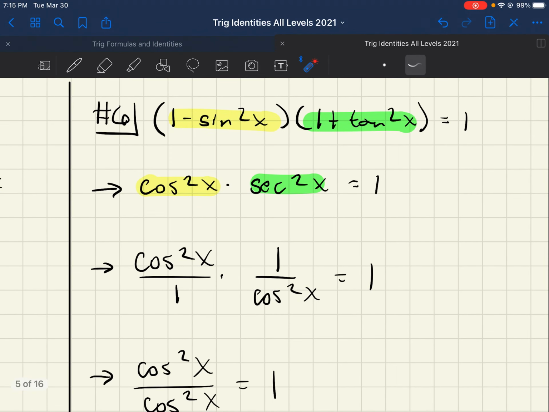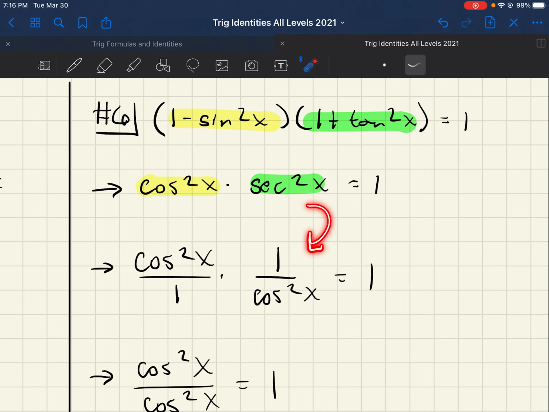All right, problem 6, we want to verify that 1 minus sine squared of x times 1 plus tangent squared of x equals 1. These are both Pythagorean identities. 1 minus sine squared is cosine squared. 1 plus tangent squared is secant squared. At this point, I went ahead and decomposed them into sines and cosines. So cosine squared, you can leave it alone. You can put it over 1 if you want to.